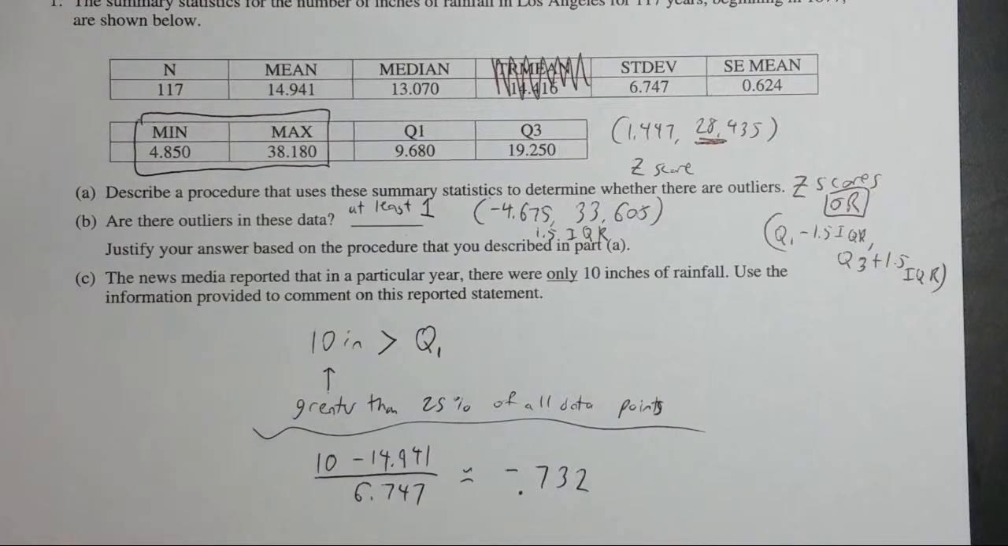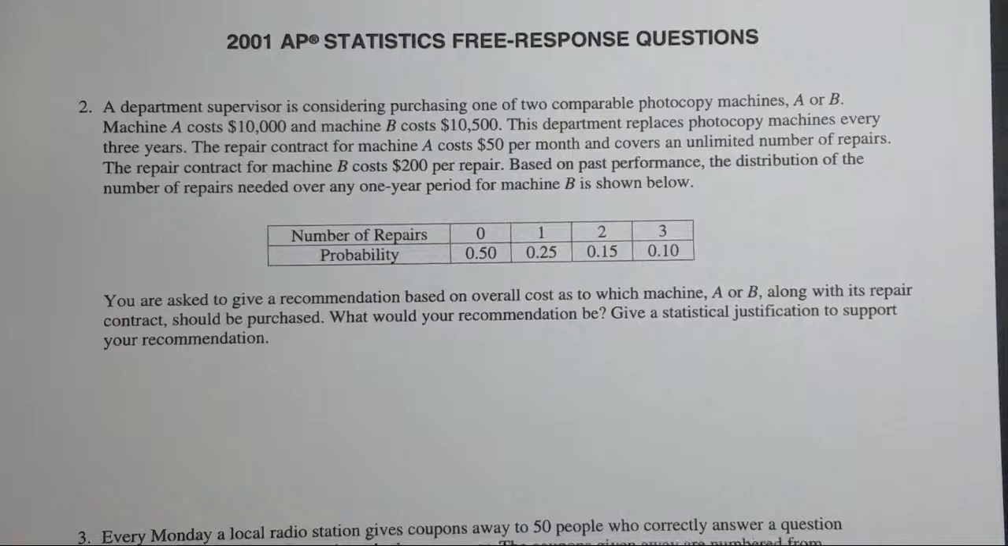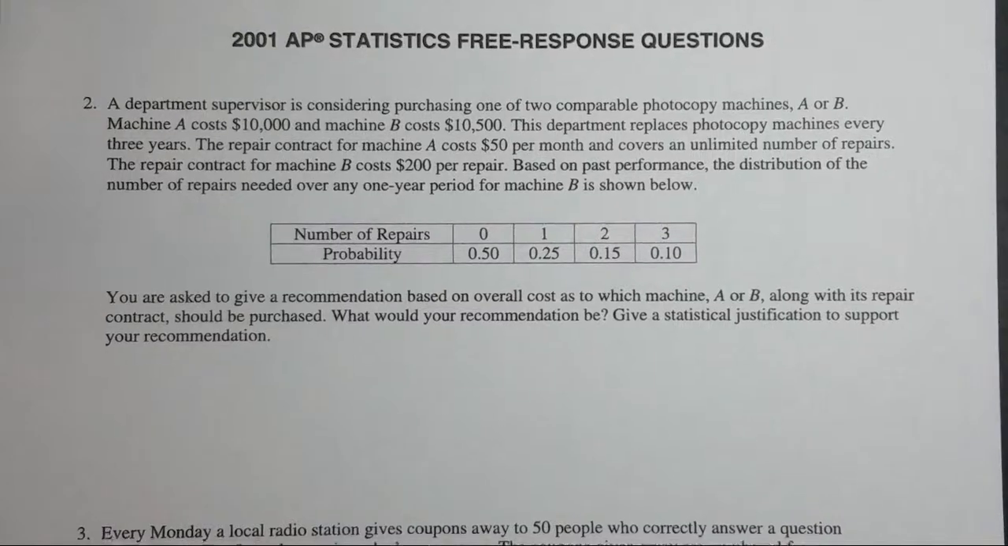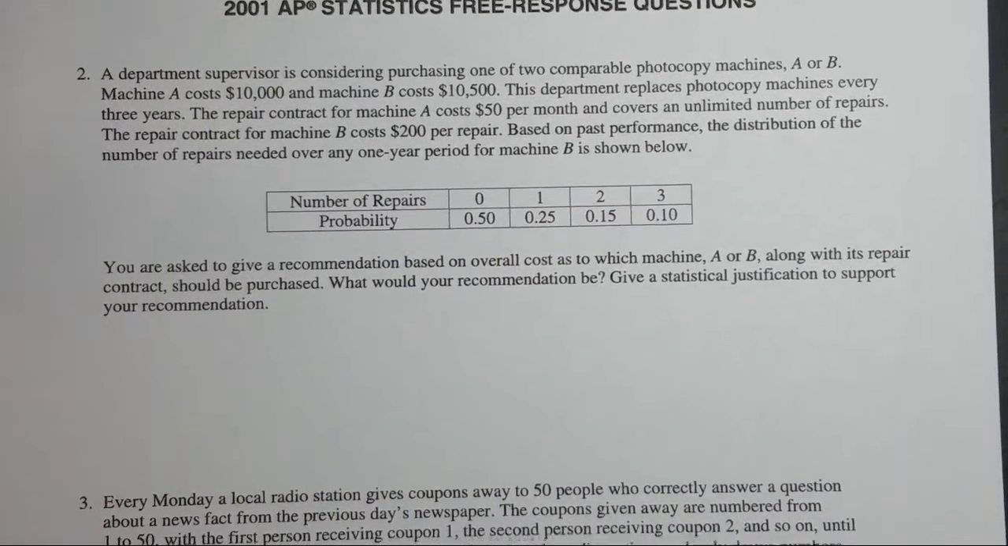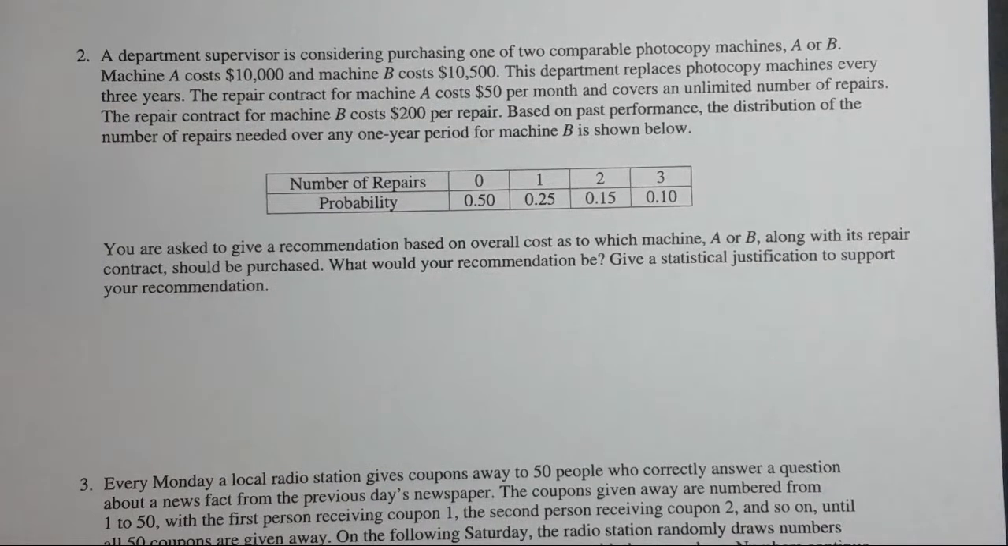All right. Let's look at number 2. I find it of utmost importance that we talk about number 2 on this test. Can anyone tell me why? Why is number 2 of utmost importance that we review this problem? Does anyone remember?